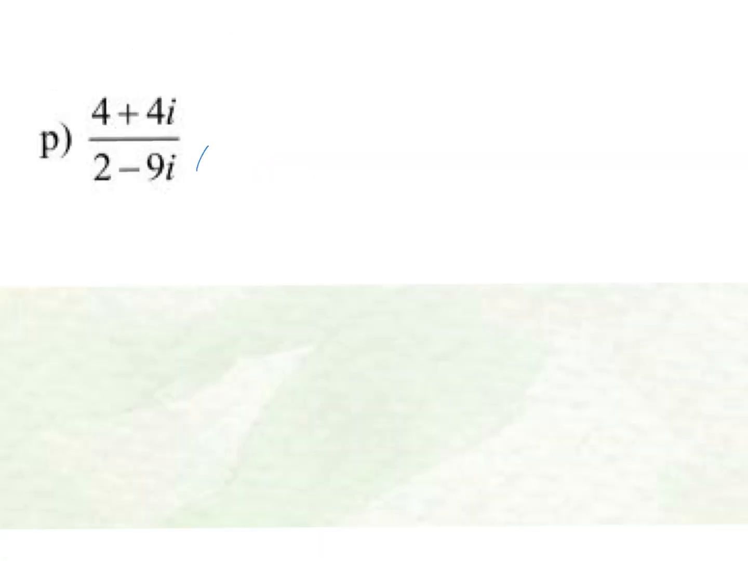Alright, we're going to start this problem off by multiplying the top and the bottom by the conjugate of the bottom. So the conjugate of 2 minus 9i is going to be 2 plus 9i. Alright, so on the top we're going to have to do the whole entire FOIL.